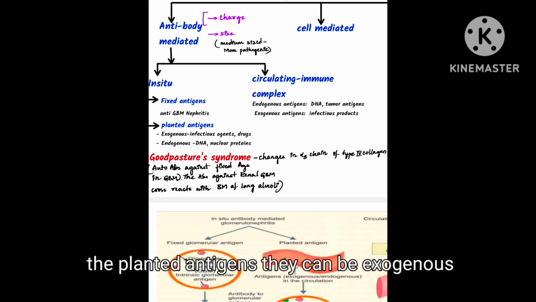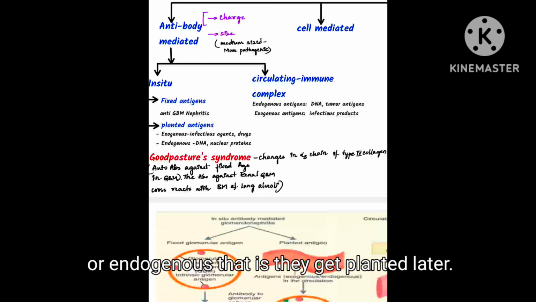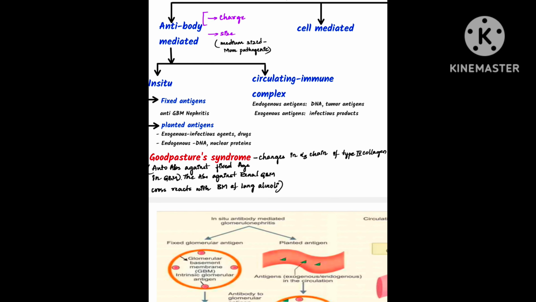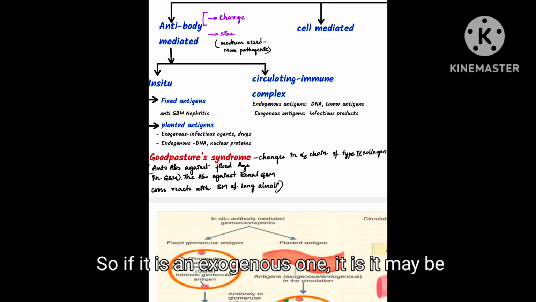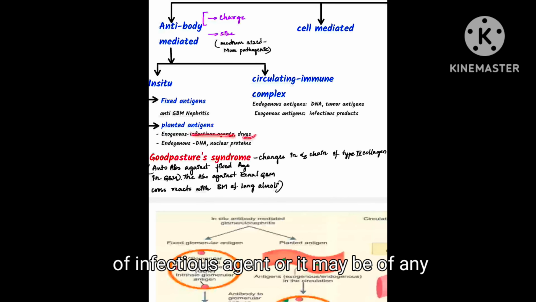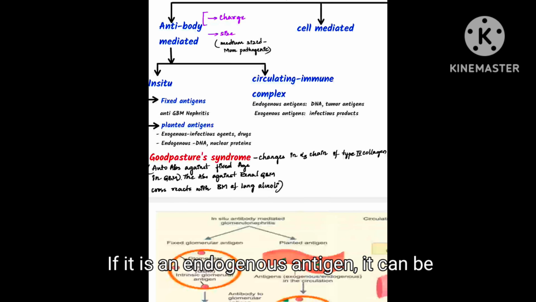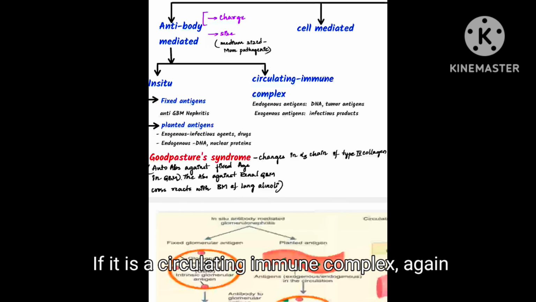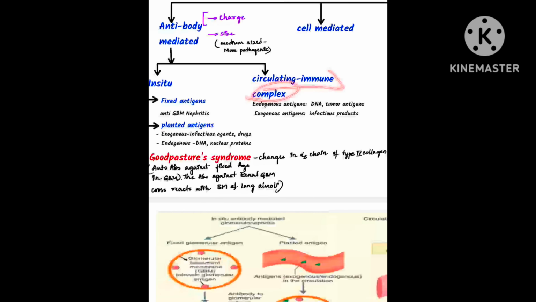But whereas the planted antigens can be exogenous or endogenous, that is, they get planted later, fixed antigens are already fixed in the glomerular basement membrane. If it is an exogenous one, it may be of an infectious agent or of any drugs. If it is an endogenous antigen, it can again be of two types, that is DNA and nucleoproteins. If it is a circulating immune complex, again it is of endogenous antigens and exogenous antigens.